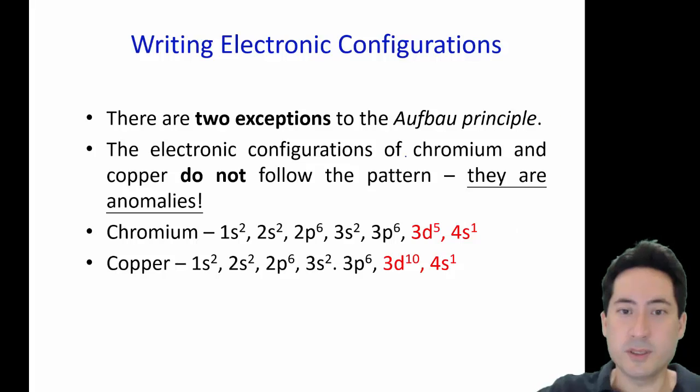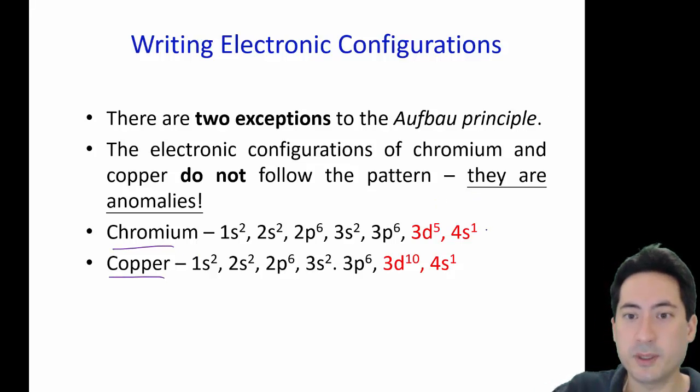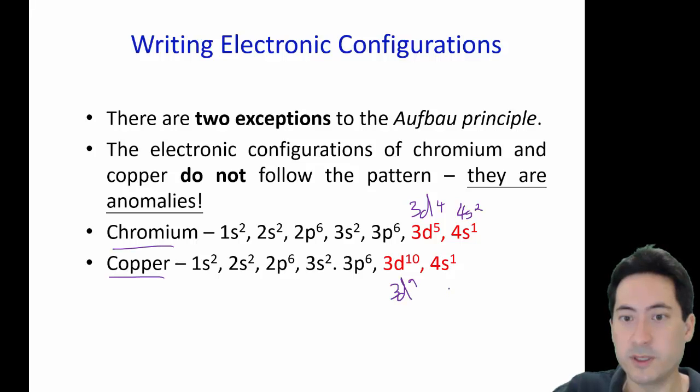Now, most importantly, because this is IB, they like to test you for the exceptions, and the two exceptions are chromium and copper. The exceptions with chromium and copper are that you don't have this 4s2 3d4, and you don't have this 3d9 4s2.